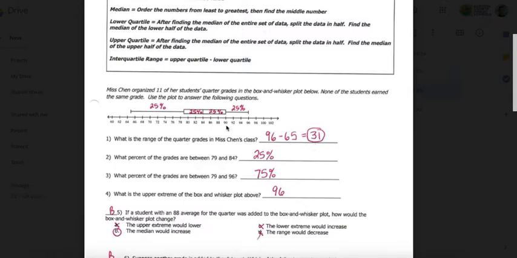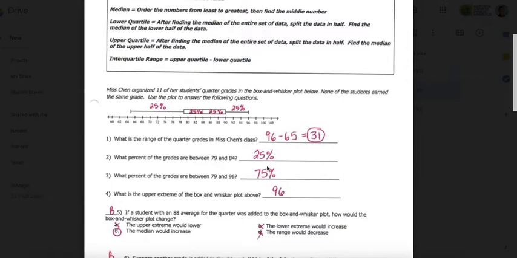It said, what percent are between 79 to 84? Remember, we said each part of the box and whisker plot represents 25%. So this is 79 to 84. So that's 25% of the data. 79 to 96, it's going to go from here all the way to the end. So that's going to include 3 parts of the box and whisker plot. So 25 plus 25 plus 25 is 75%.